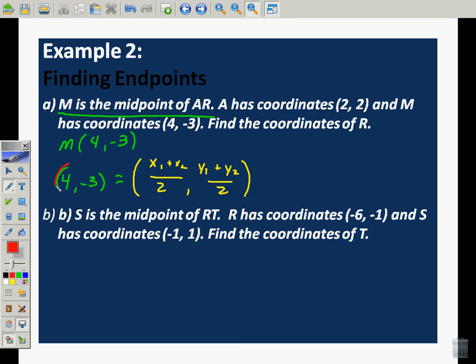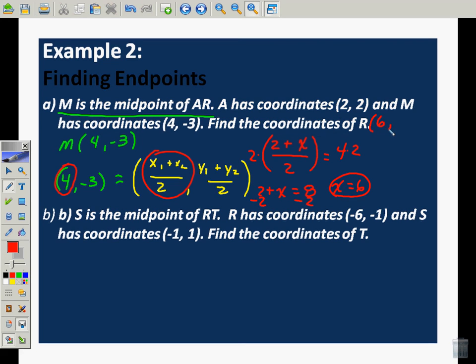I'm going to circle in red the first part that I'm going to set equal. This is the first equation. Okay? I'm even going to write it in red. So I'm going to say 2 plus some coordinate that we don't know over 2 is equal to 4. Okay? So I'm going to solve like normal. Multiply by 2 on both sides. So I've got 2 plus x is equal to 8. Subtract 2, x is equal to 6. That's the first part of our coordinate. So the coordinates of R is going to have the x coordinate of 6.